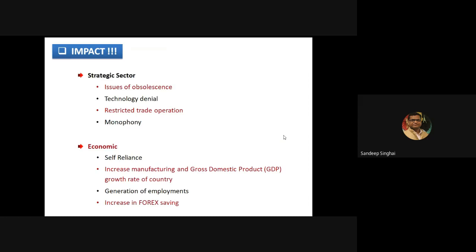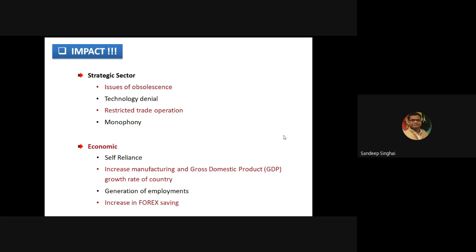Specifically in this, there are a lot of issues of obsolescence. If you talk from the point of view of just... I'm sorry, these things are bound to happen when you are in your office. So issues of obsolescence is a very big issue in case of defense.